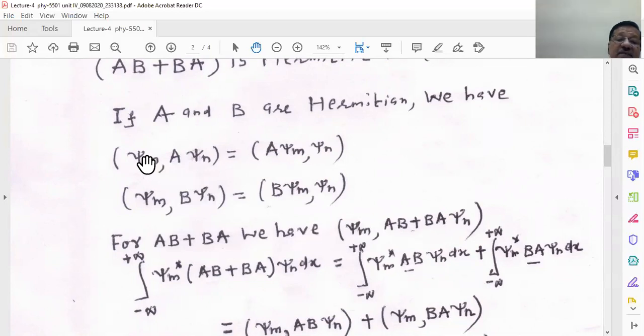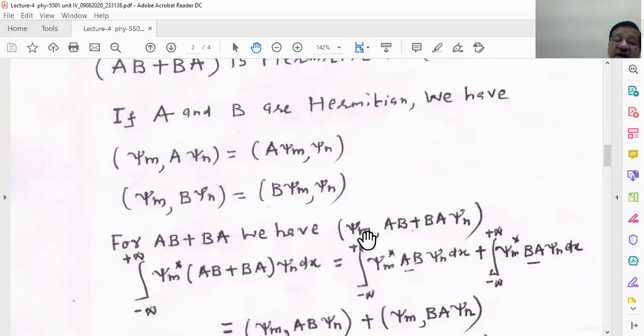So you look at this. I keep psi m as it is. A, which I want, now I don't want to verify A, I want to verify AB plus BA. So A is replaced by our test operator AB plus BA operating on psi m. So this is basically the bracket notation. Now this bracket notation we are converting into the integral form. So this equation can be replaced by the integral equation.